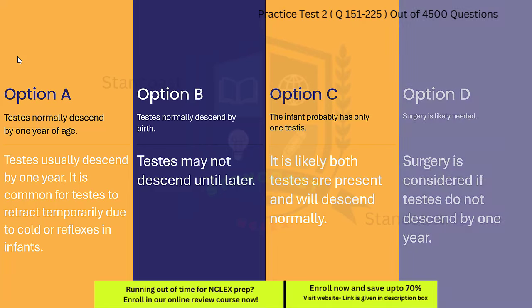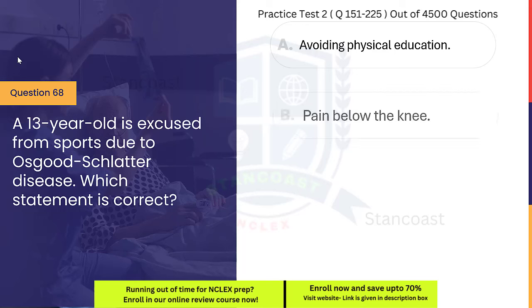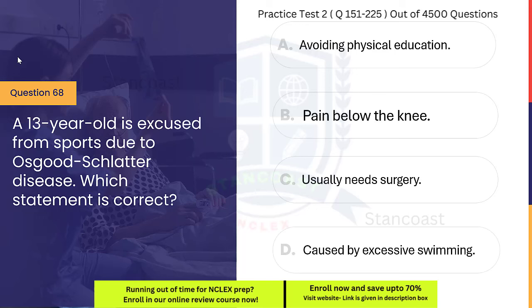Next question. A 13-year-old is excused from sports due to Osgood-Schlatter disease. Which statement is correct? A. Avoiding physical education. B. Pain below the knee. C. Usually needs surgery. D. Caused by excessive swimming. Think about the symptoms and management of Osgood-Schlatter disease.